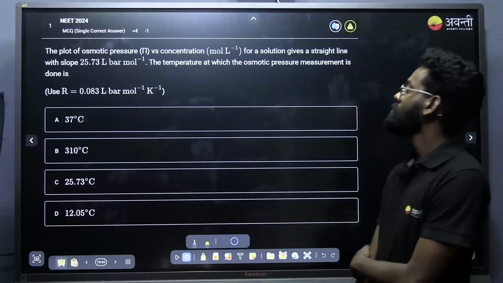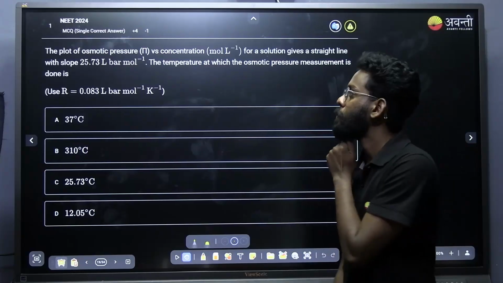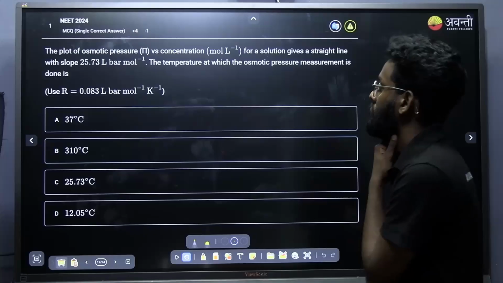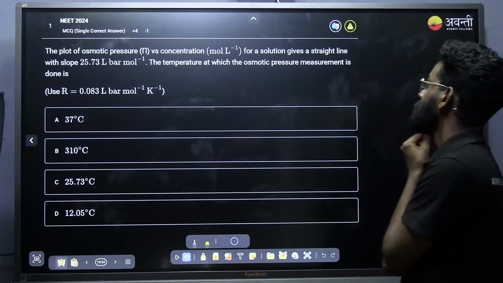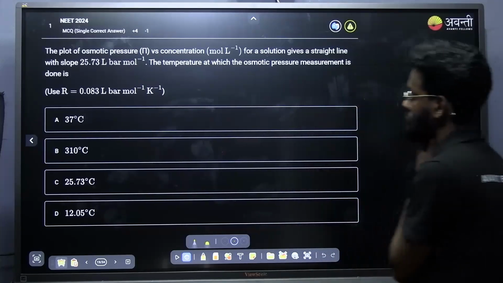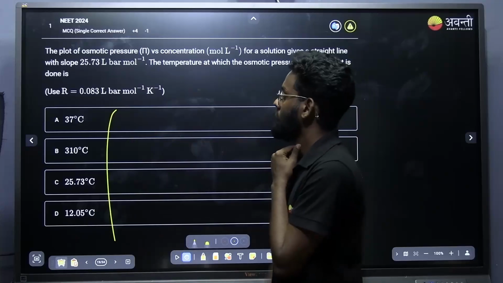Plot of osmotic pressure versus concentration for a solution gives a straight line with a slope 25.73 liter bar mole inverse. The temperature at which the osmotic pressure measurement is done is what you have to find out. How can you find out this temperature?